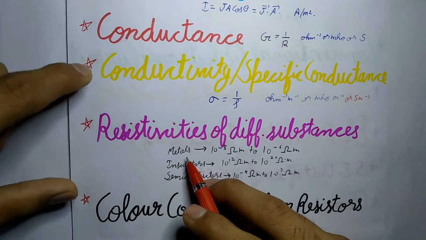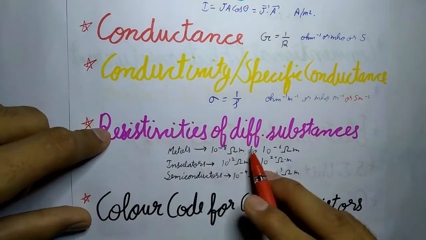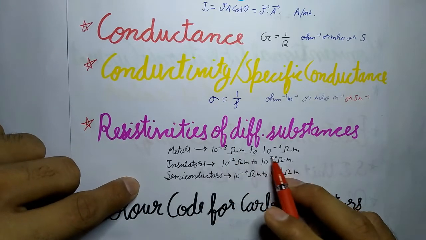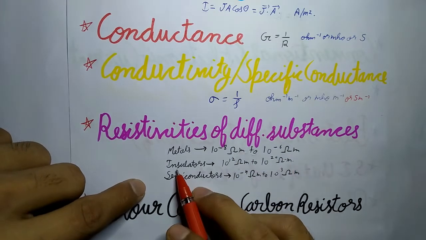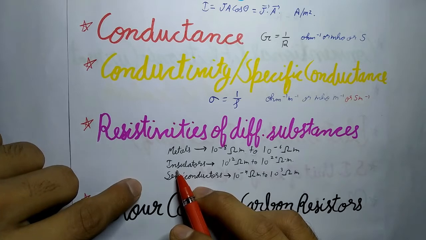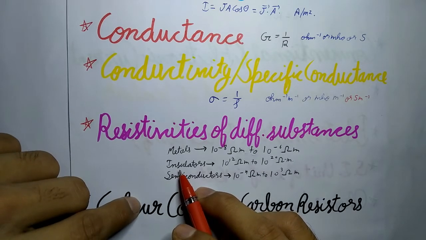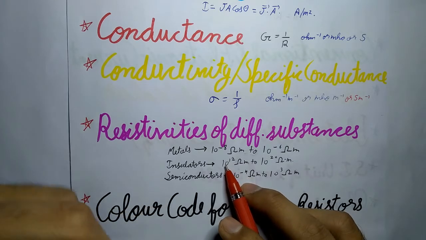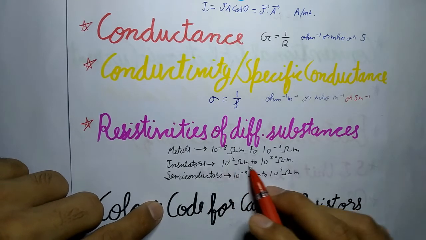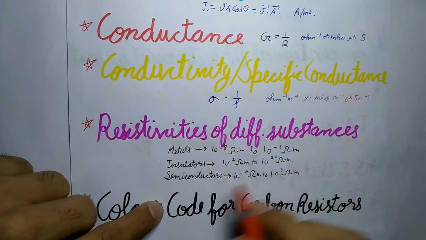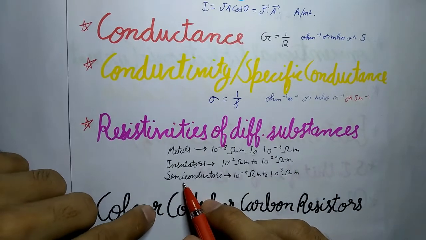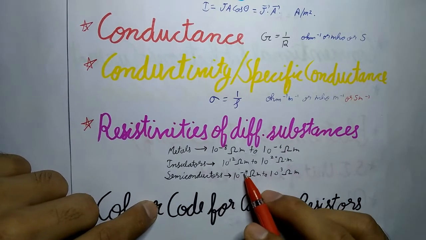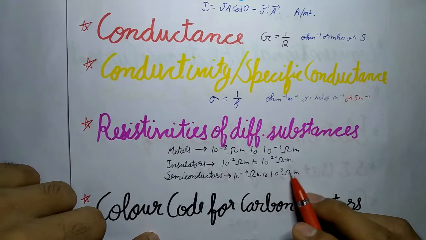So metals have low resistivity in the range of 10 to the power minus 8 ohm meter to 10 to the power minus 6 ohm meter, and insulators have resistivity more than 10 to the power 4 ohm meter, or we can say that their resistivity is between 10 to the power 12 ohm meter to 10 to the power 20 ohm meter. And last one, semiconductors range from 10 to the power minus 4 ohm meter to 10 to the power 3 ohm meter.